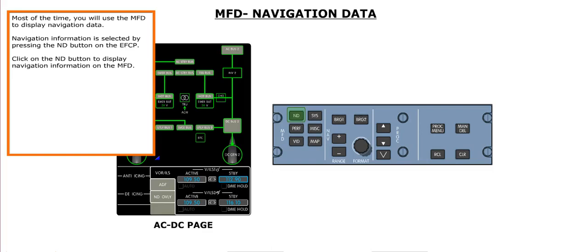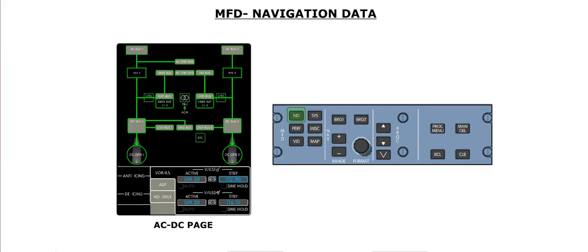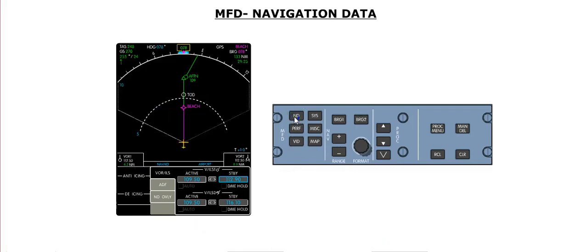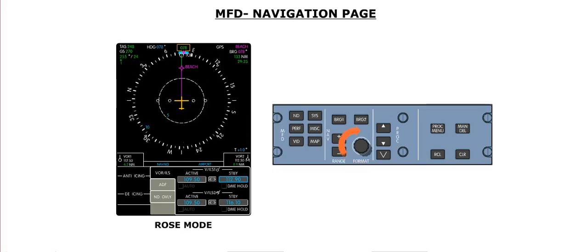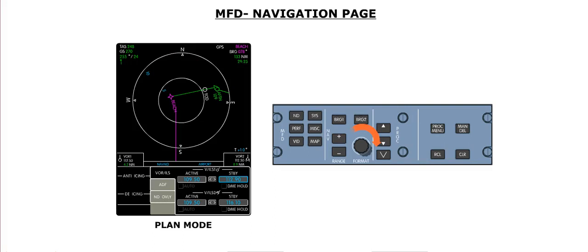Most of the time, you will use the MFD to display navigation data. Navigation information is selected by pressing the ND button on the EFCP. Click on the ND button to display navigation information on the MFD. On the side that is coupled, the navigation display, or ND, is displayed by default on the MFD. The MFD can display 3 types of navigation displays: the ND Arc mode, the ND Rose mode, or the ND Plan mode. The format to display is selected by using the Format knob.